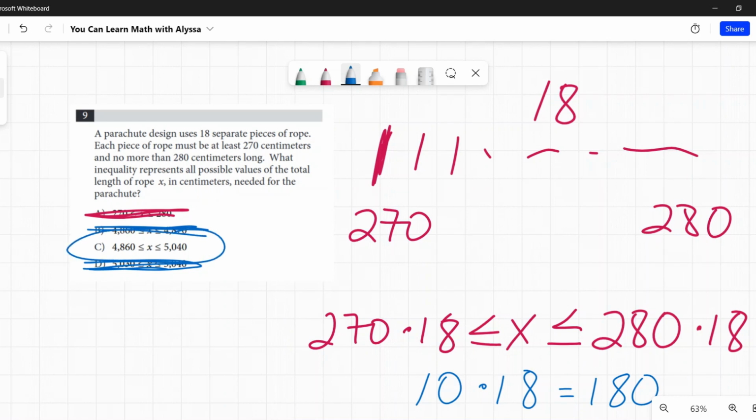If you really want to hand multiply 270 times 18 and 280 times 18, when you finish, if you have spare time, go back and double check it. You will still get this same answer. Just as I always say, look at the answers. They will help you a lot of times. In this case, saving you from doing a lot of written out multiplication.